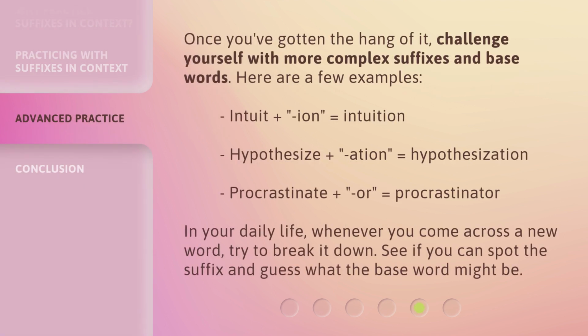Once you've gotten the hang of it, challenge yourself with more complex suffixes and base words. Here are a few examples. Intuit plus ion equals intuition. Hypothesize plus ation equals hypothesization. Procrastinate plus or equals procrastinator.